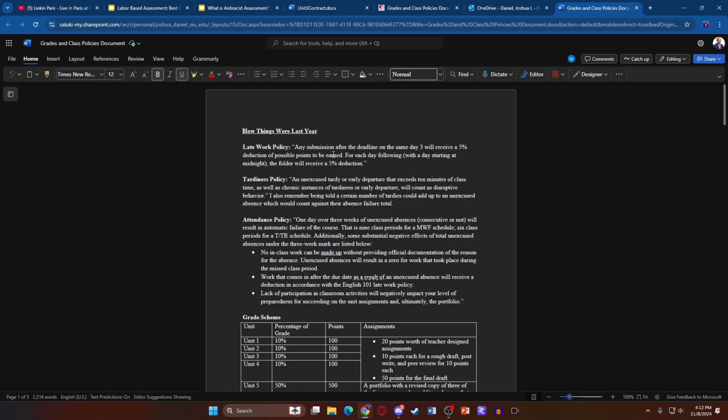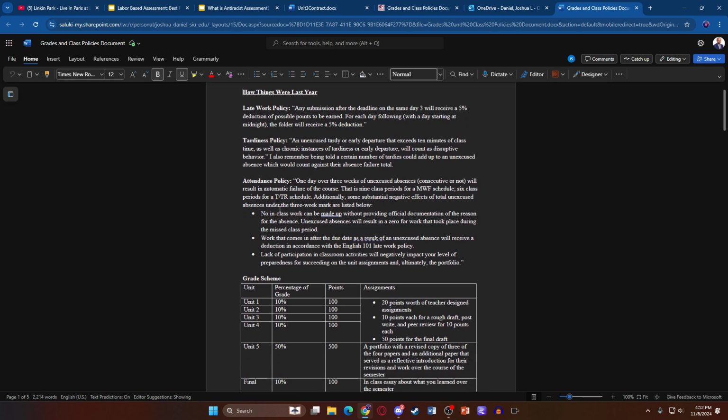So a student could turn in a paper 2 days late and lose 10% of their grade, like off the bat. There was a tardiness policy that was anything where they're leaving early or coming in late within 10 minutes. And there were some teachers who, this isn't quoted in the old syllabus, but who would add up a certain number of tardies to equal an unexcused absence.